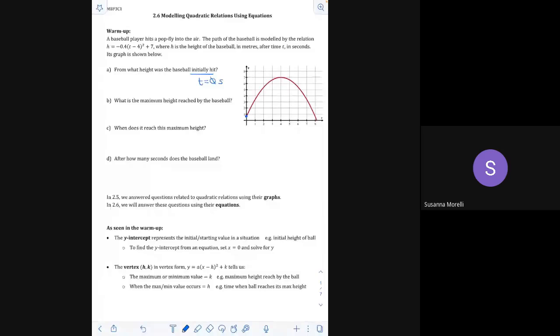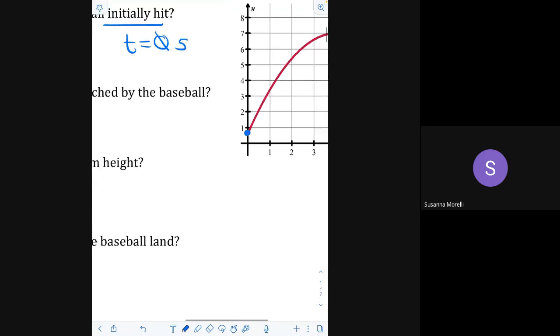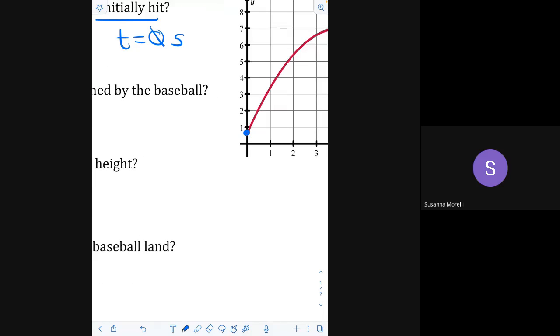Now, if you're going to look at the graph only to find the answer, it won't be exact because our scale is by ones. So if you're going to use the graph only, and today we're just going to use the graph, we're not going to use the equation. So we're just going to approximate the height of the baseball.